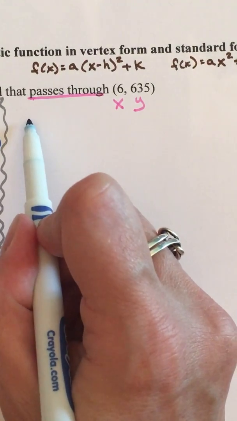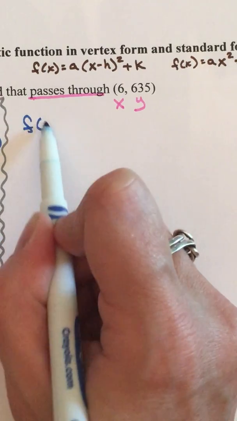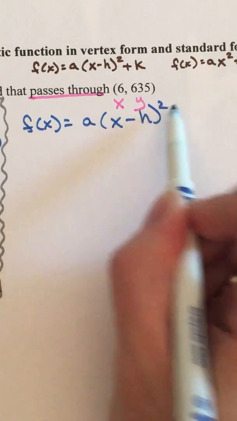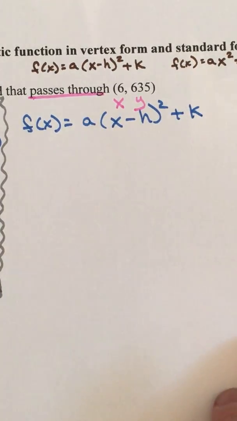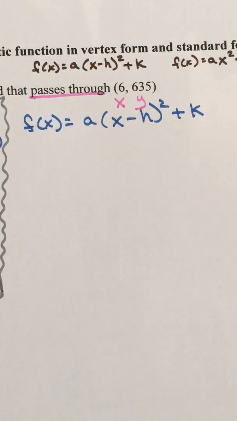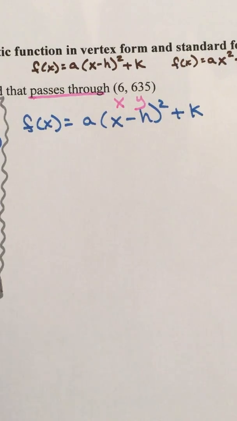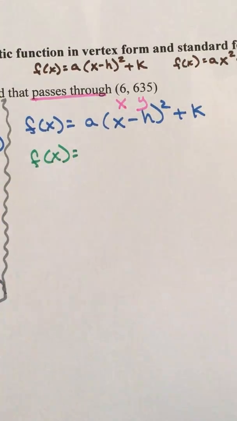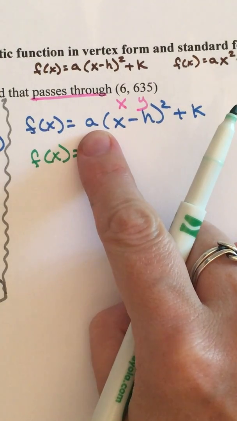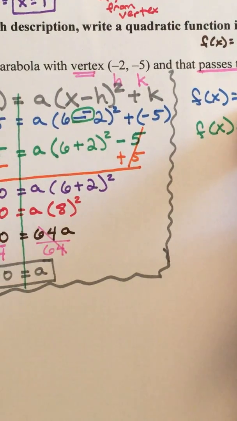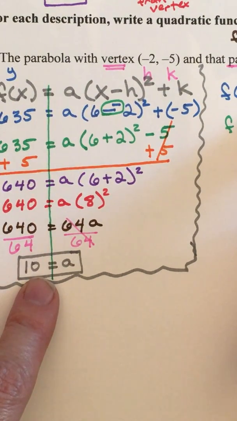And I'll start again with the generic vertex form. F of x equals a times x minus h squared plus k. So I just want the equation, and whenever I'm writing an equation, the f of x stays put. It does not turn into a number. It's just if I need to go solve it that it might turn into a number. I know what a is now. We just solved for it. What was a? Just did all that work. There it is. It's 10.